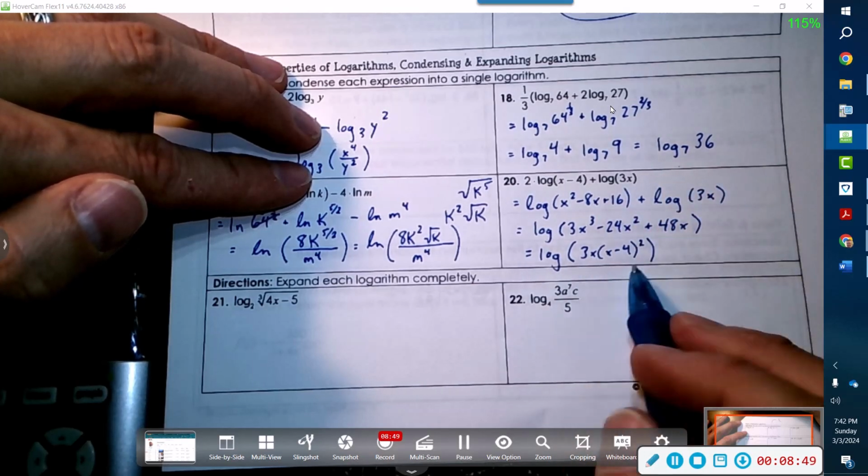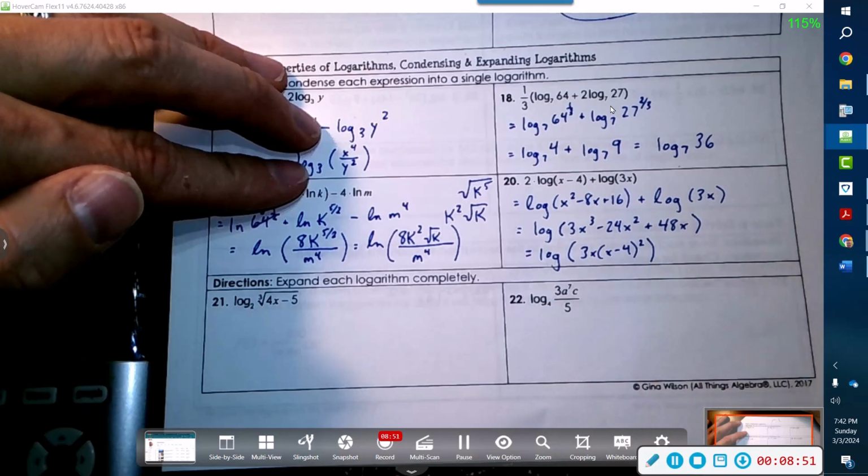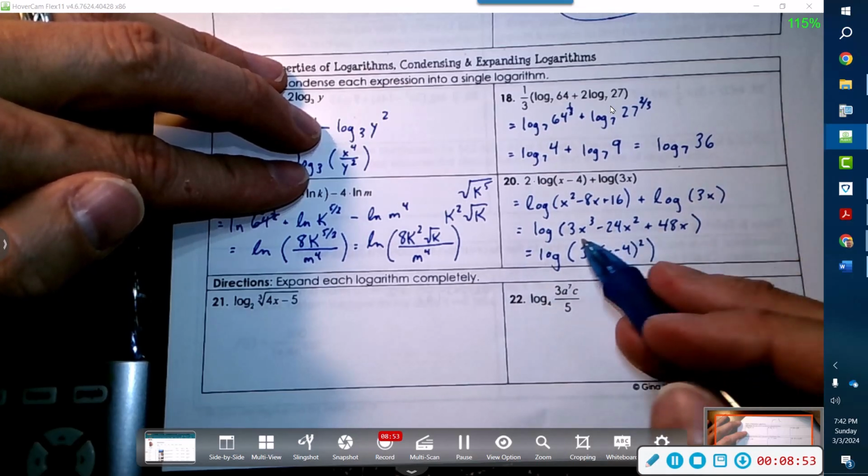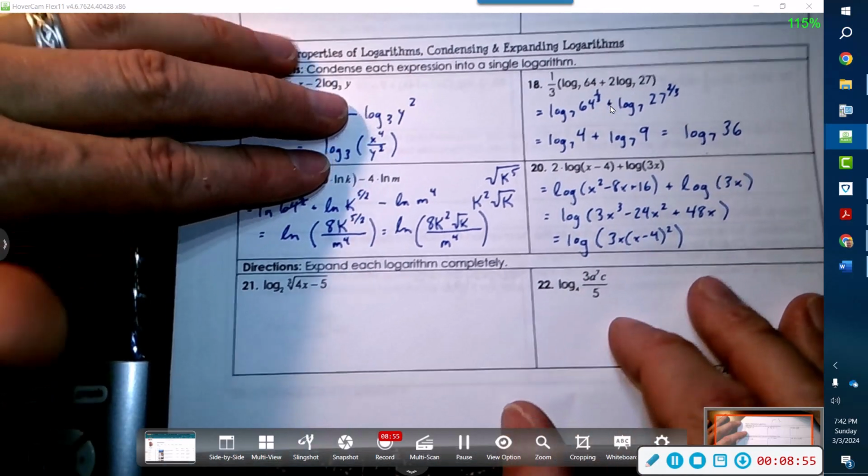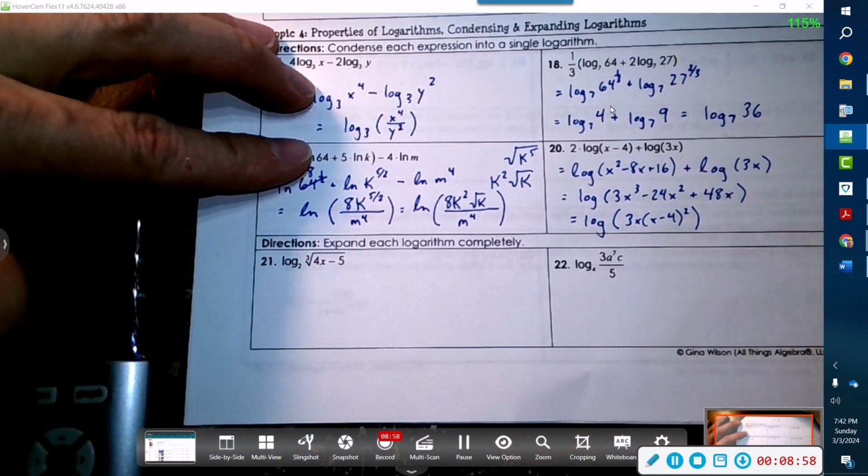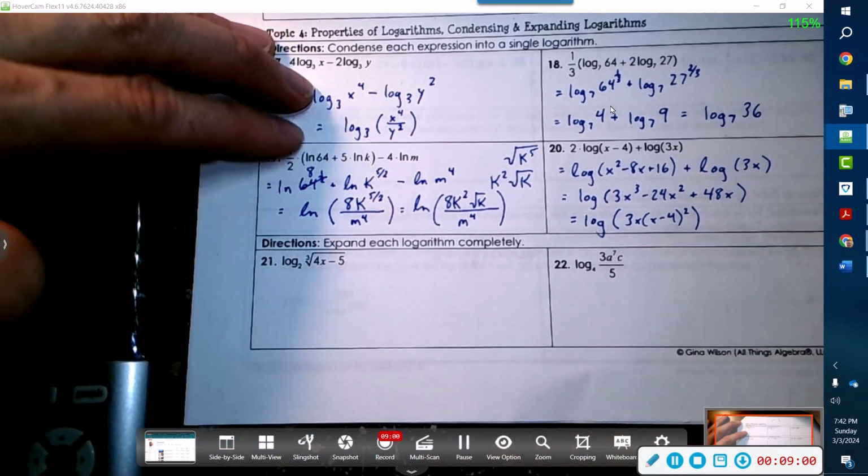Is that better? I don't know. Is this better? I don't know. It's the same thing. So if you would have left either one of these answers, I would have been fine with it. Again, in a multiple choice type situation. All right, let's stop there.